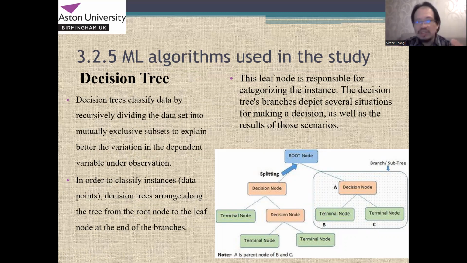In order to classify instances, or data points, the decision trees are arranged along the tree from the root node to the leaf node and to the end of the branches, as you can see like this. You then have the different nodes. They split it up. So then you split that up, and then it gives the probability for each split. So then we can calculate that. We can also do this at the branch subtree level. A leaf node is responsible for categorizing the instance. So this is a leaf node. Then in decision trees, branches depict several situations for making decisions, as well as the result of those scenarios.